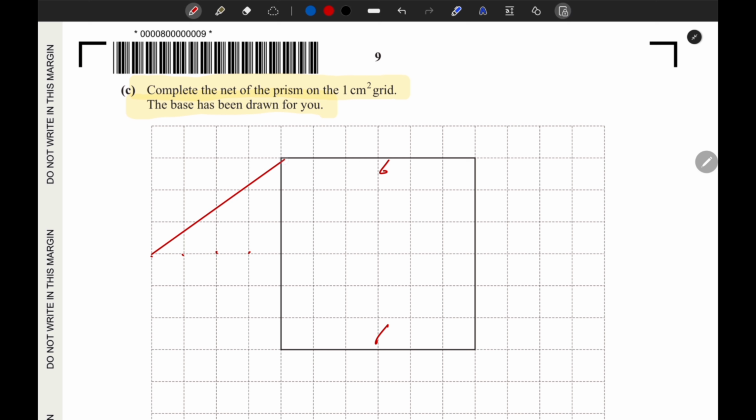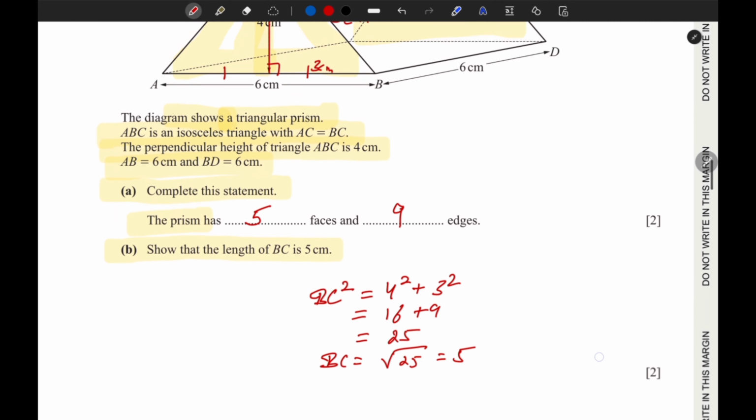This will be 4. Okay, so this is actually 4 centimeter. Similarly over here, 1, 2, 3, 4. So we are joining these 2 points in a straight line, and this is 4 centimeter.